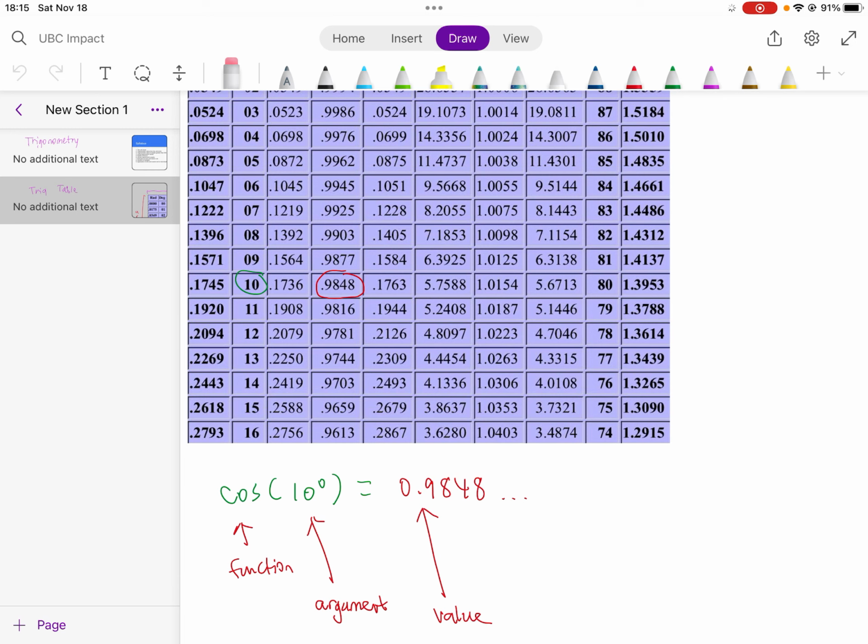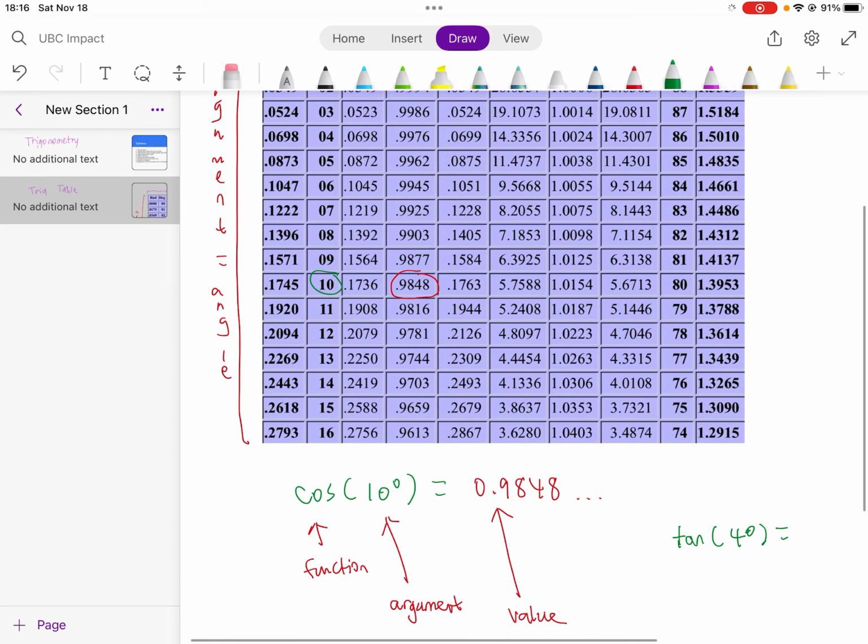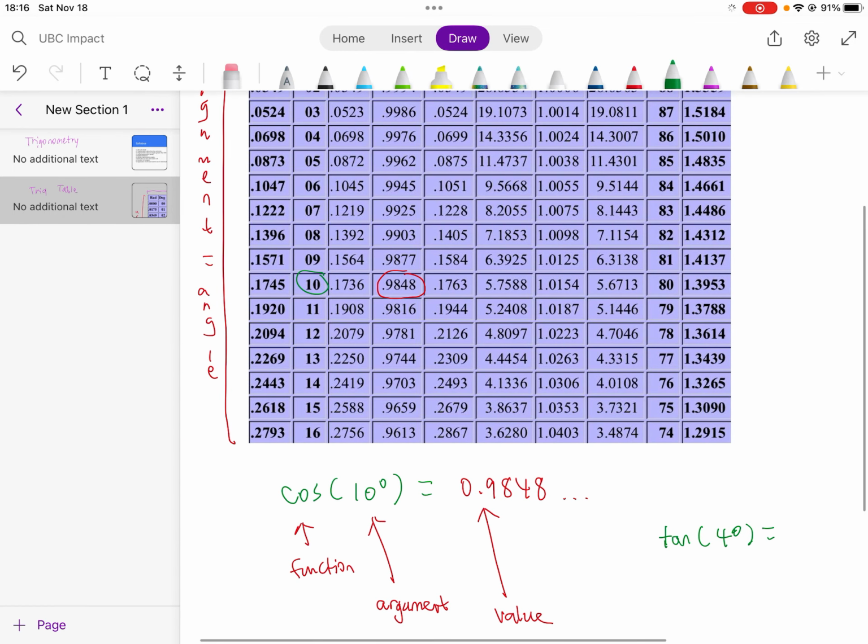Okay, here's an exercise for you. Pause the video if you want to try it. Oh, I should probably leave this here. What is tangent of 4 degrees? Okay, when you're done, resume the video. I'll talk about the answer.